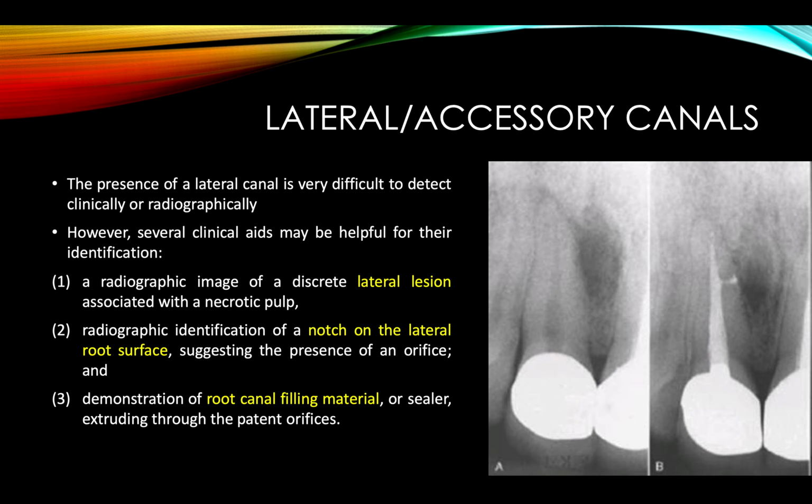For example, on radiographs, sometimes we see a lateral lesion or a radiolucent black area on the radiograph associated with an infected pulp. This is caused by infection or bacteria and irritants traveling from the main root canal into the periodontium through the lateral canal, forming an area of irritation and bone resorption. And this can indicate the location of a lateral canal.